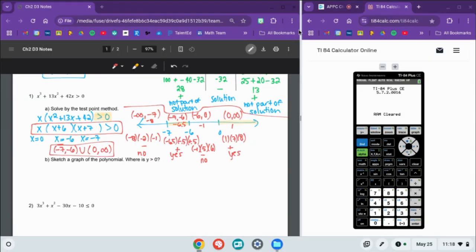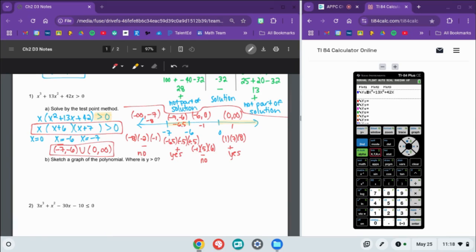All right, for part B, we're going to use our calculator. So it says to sketch a graph of the polynomial. Now, I could use my original equation. I could use my factored version of the equation. Whichever one you want to substitute in or plug into your calculator is fine. So I'm going to go to y equals, and I'm going to type in x to the third plus 13x squared plus 42x.